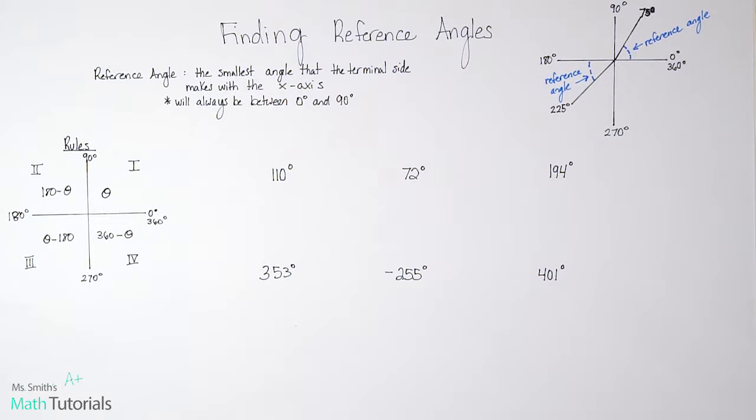Another thing to note is that a reference angle will always be between 0 degrees and 90 degrees. So if you get something bigger than 90 degrees, you've done something wrong. So that's an easy way to kind of double check yourself.